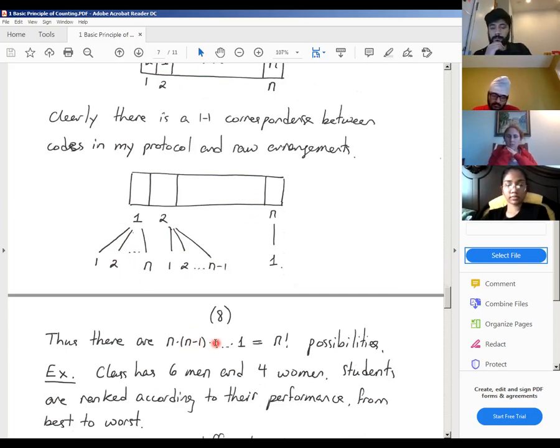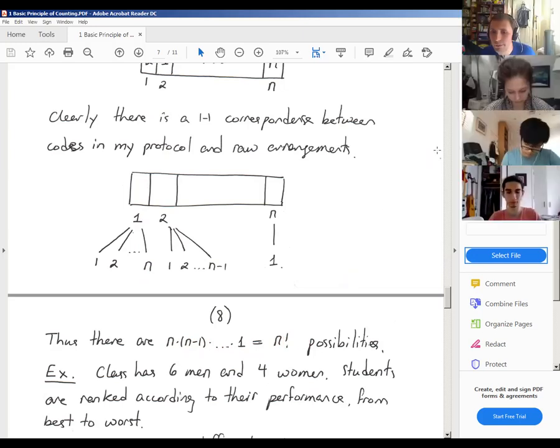The next box will be n-2. The next box n-1, and the very last box, since all of them are already occupied, is occupied by only one individual. So it's already determined. By the generalized principle of counting, this is n times n-1 times n-2 all the way to 1. So that is n factorial. Are you with me?